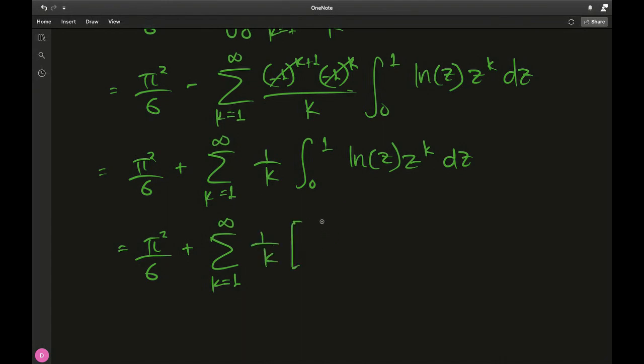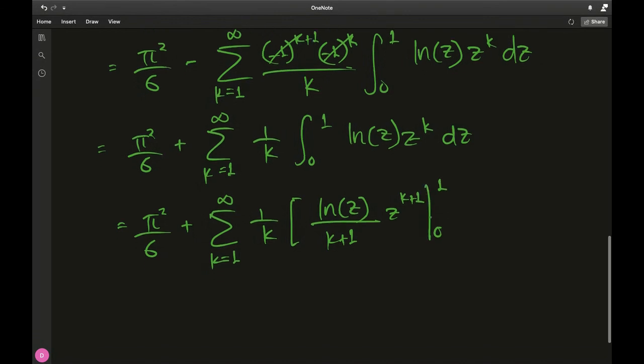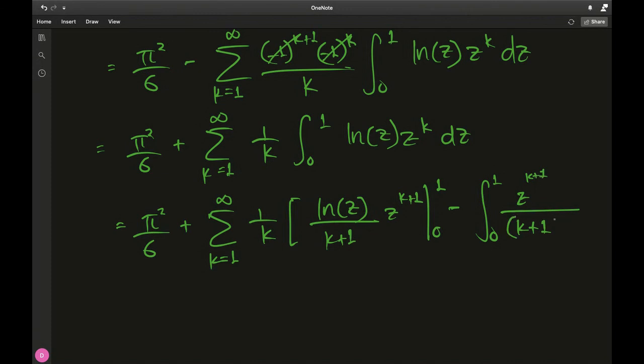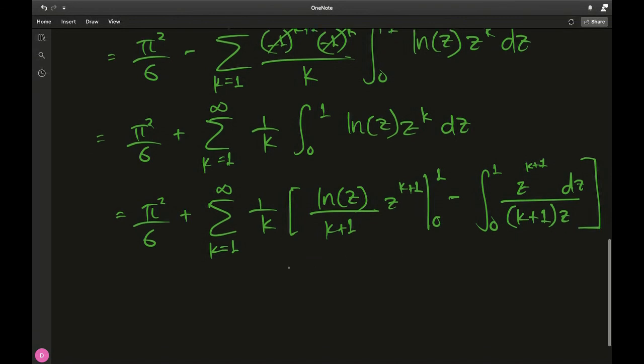So we basically have natural log of z over k plus 1 times z to the k plus 1 evaluated from 0 to 1, minus integral from 0 to 1 of, k plus 1 still in the denominator, we have z to the k plus 1, but then we are going to divide because of the derivative of the natural log, dz, like that.